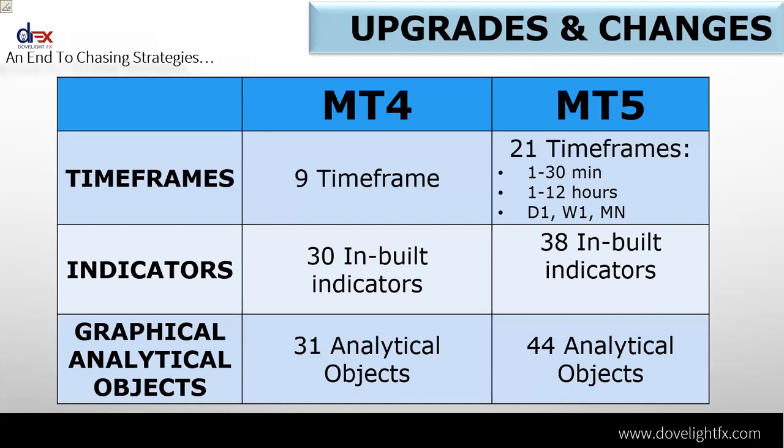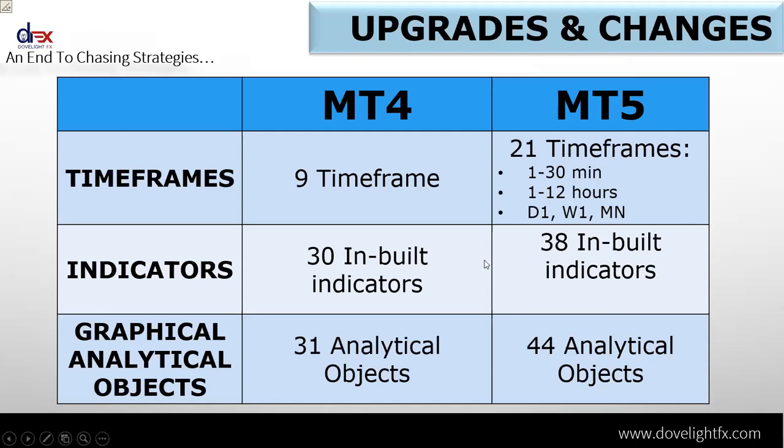So when you go to MT5, it gives you 21 time frames. It gives you from 1 minute to 30 minutes, so you can move from the 1 minute time frame, to 2 minutes, to 3 minutes, and so on to the 30-minute time frame. When it comes to hours, it can give you 1 hour, 2 hours, and so on to 12. The D1, which is the daily, the W1, which is the weekly, and the MN, which is the monthly, have been kept as they were. So if you put everything together, we will be having 21 time frames. I will show you where to see them when we are going through the software.